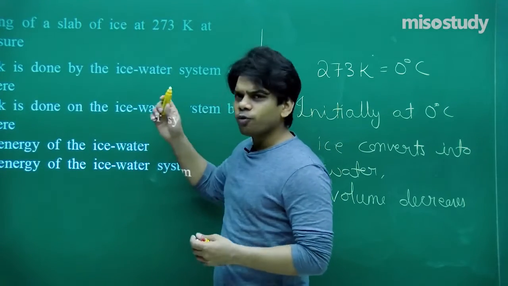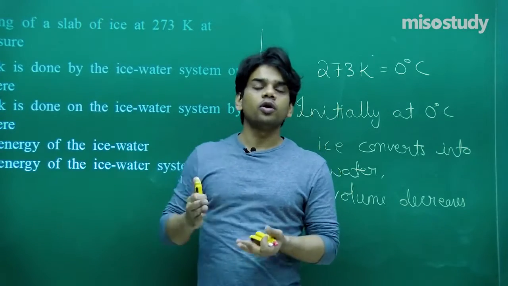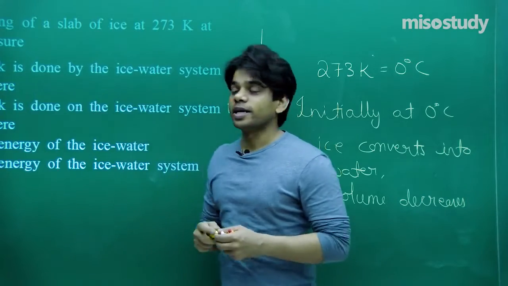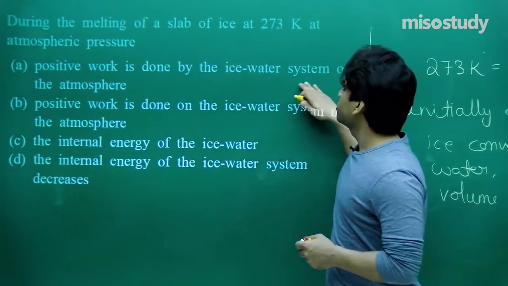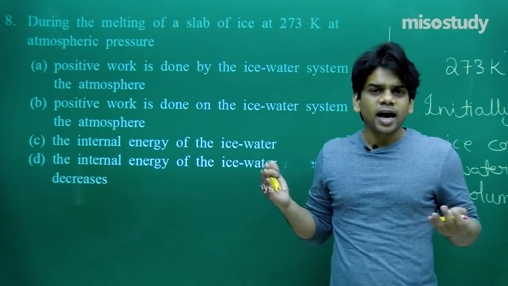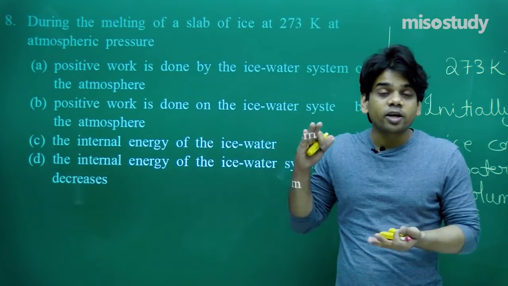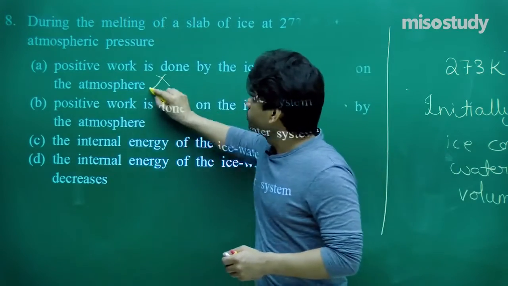Now you see, when volume is going to decrease, it means the atmosphere is going to do some work on the system. Rather, the system is not going to do some work on the atmosphere. Let's go and find the given option. Positive work is done by the ice water system on the atmosphere. Since there is no expansion, the ice water system is not doing any work on the atmosphere. It is in fact getting contracted. Work is done on it. So this will be incorrect.